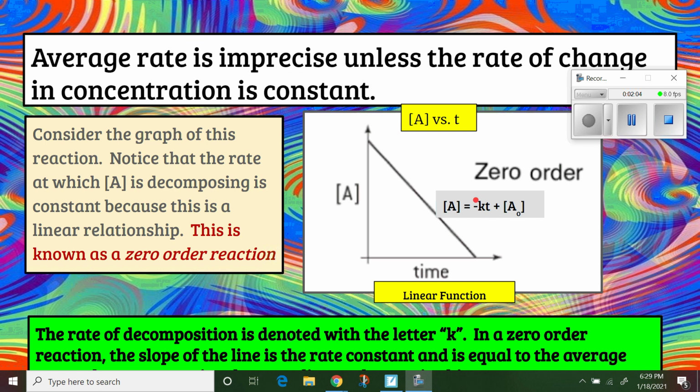If I was to take the derivative of this, I would get the derivative to the 0th power, or 1, because I would have no slope. So this is why it's called a zero-order reaction. Most reactions aren't like this, however, and since they're not like this, we have to talk about instantaneous rate.